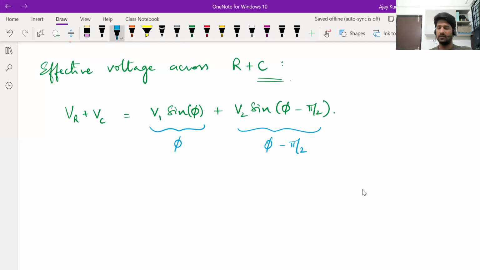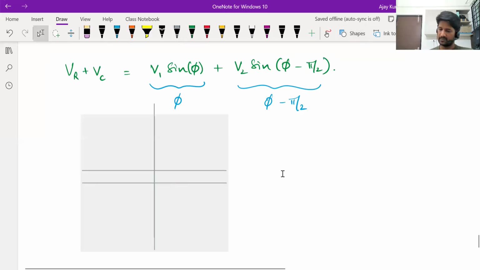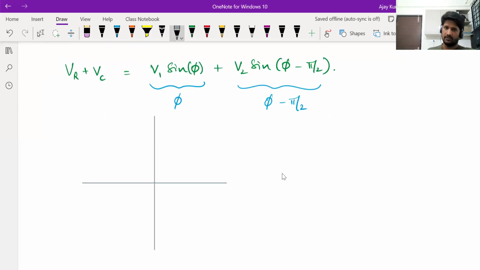How do we add two sine functions or one sine, one cos? Such additions also can be done. We'll discuss this case first. So how to add two sine functions? Treat them as vectors. First one, V1 sine phi. So draw a vector of magnitude V1 at an angle phi. Phi could be any angle, we don't know.